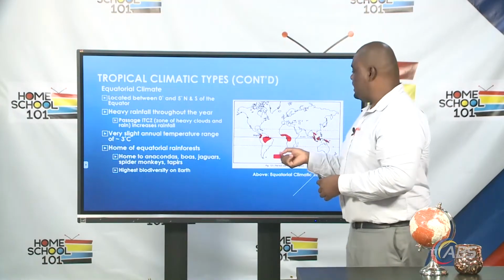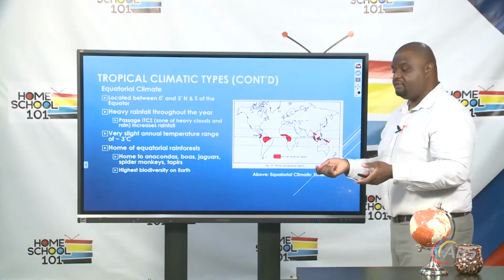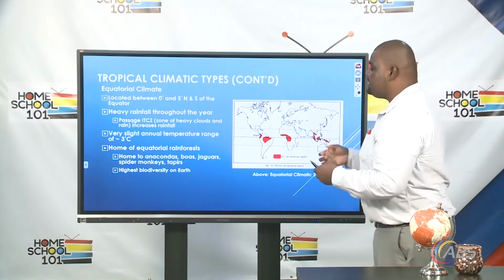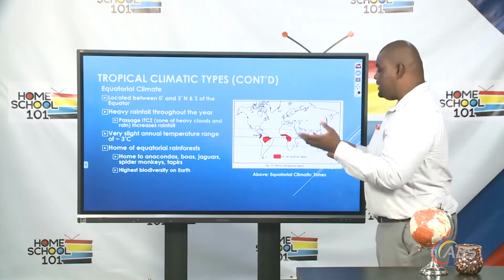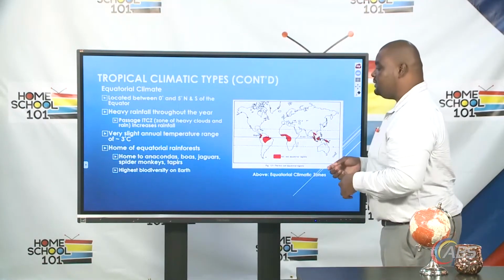Now, these areas are of the highest biodiversity in terms of plant and animal life, and some of the animals that you're familiar with, anacondas, boa constrictors, jaguars, spider monkeys, tapirs, and so on, will be found in those areas.